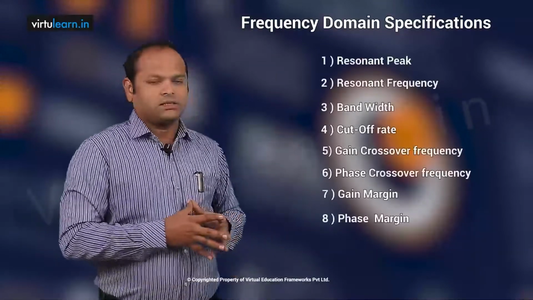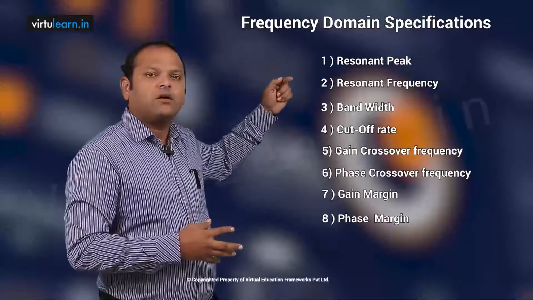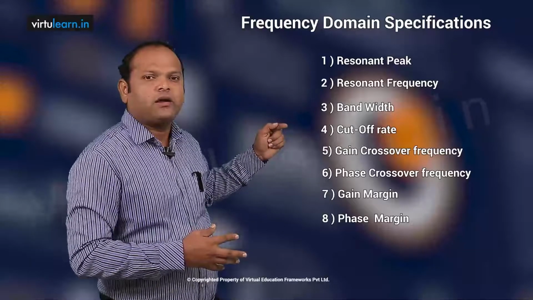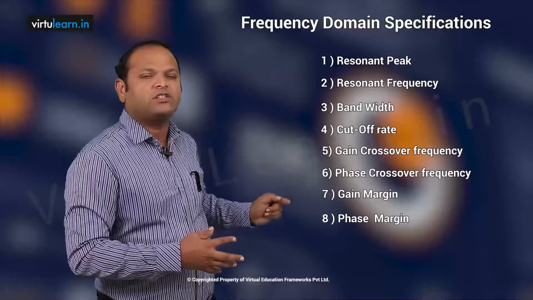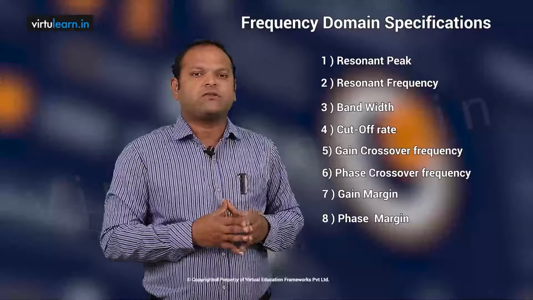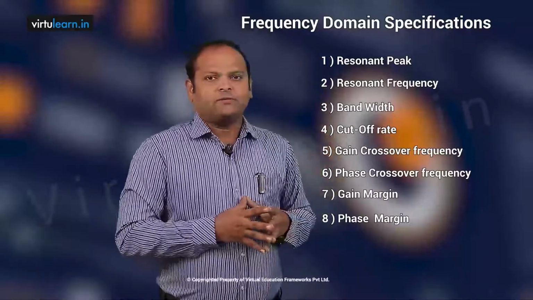If you look at the list, we have resonant peak and resonant frequency, bandwidth, cutoff rate, gain crossover frequency, phase crossover frequency, gain margin and phase margin. These are the specifications of frequency domain. Now let us see them one by one.